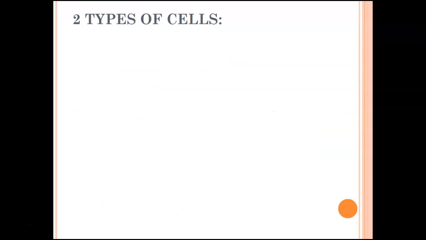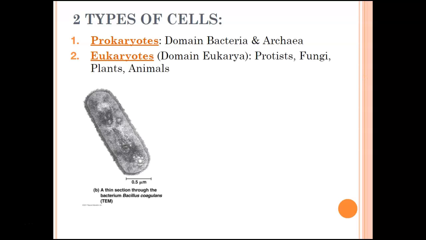We'll start with two general categories of cells. The first category is prokaryotes. These are primitive cells from the domains bacteria and also archaea. The second category are eukaryotes. All other domains have cells that are eukaryotes, including protists, fungi, plants, and animals.